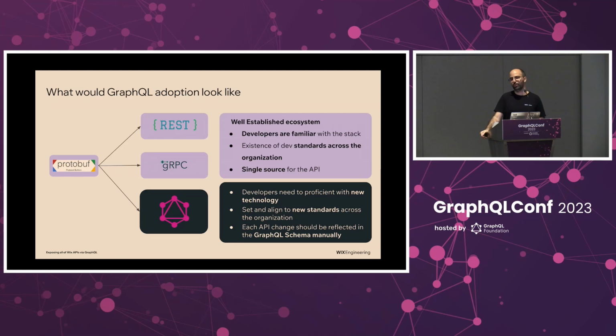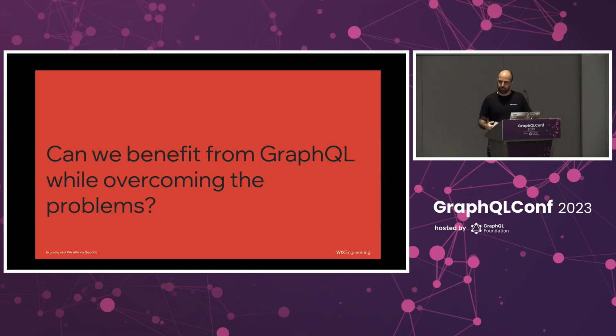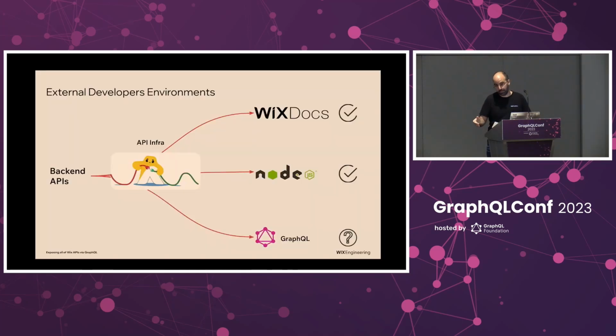Okay, so the idea is there, technically it's possible, but operational-wise it's not necessarily cost-effective. So we still wanted to adopt GraphQL, but operational-wise we weren't really able to do it. So the question is, are we able to adopt GraphQL, benefit from the goodies, but still overcome the adoption problem? And the answer is yes.